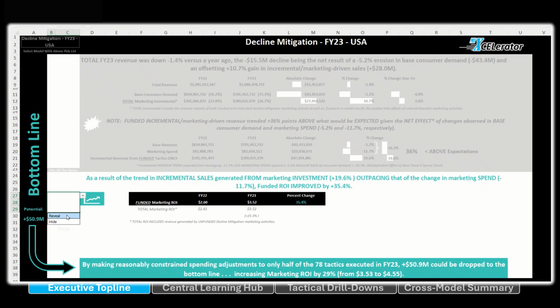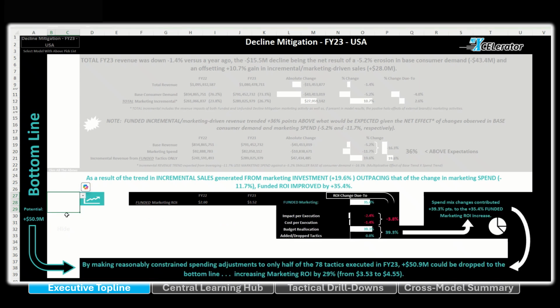In this case, the ROI growth was entirely due to bottom line focused budget reallocations, overwhelming a minus 3.8% performance decline that would have occurred had tactic level effectiveness and cost been the only factors in play. This right here is a clear example of what can happen in the real world when mixed model insights are treated as an asset and actually used to guide budget reallocations.